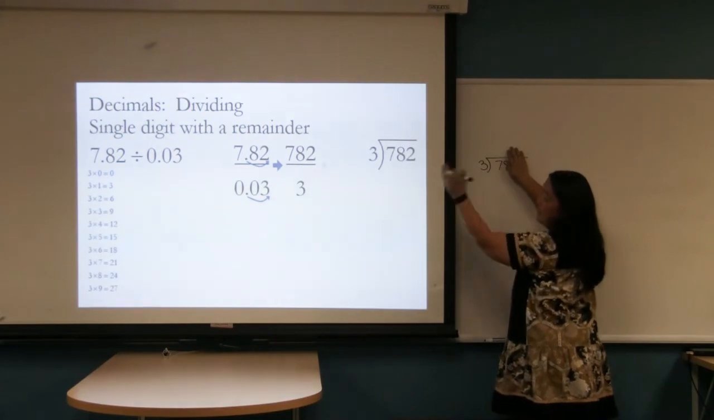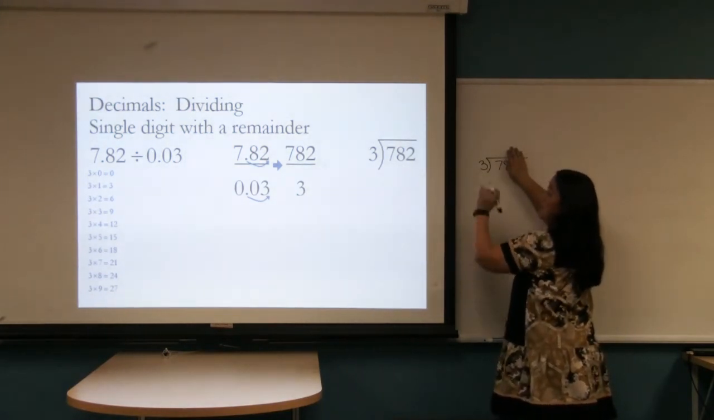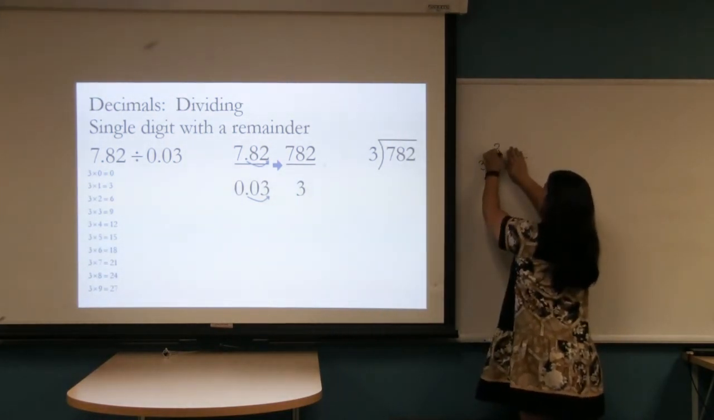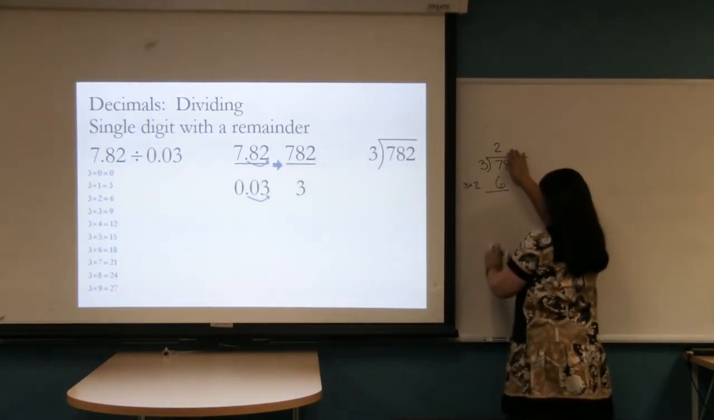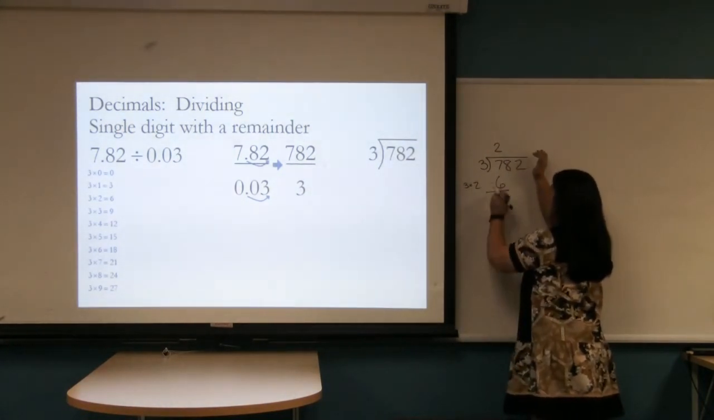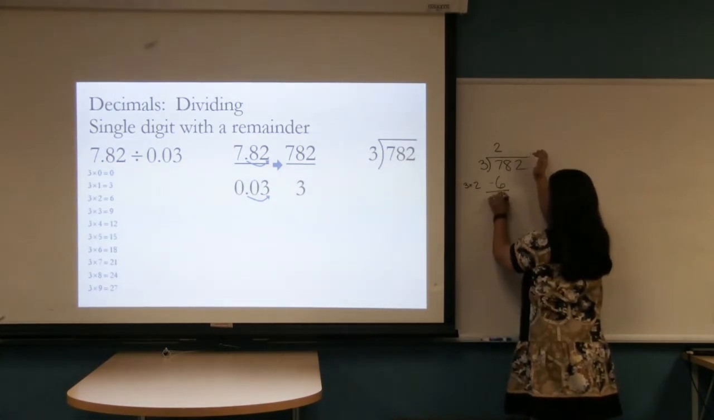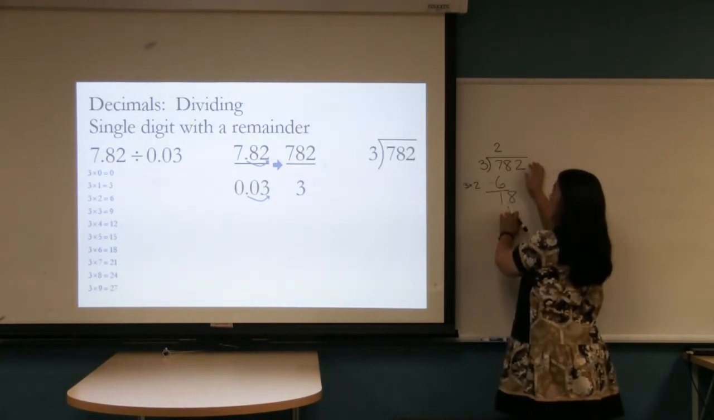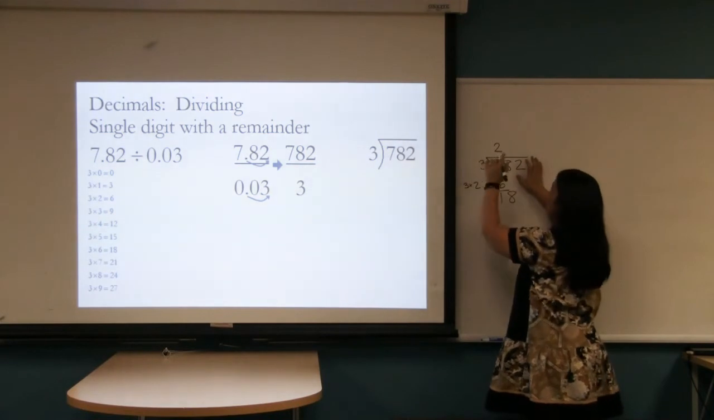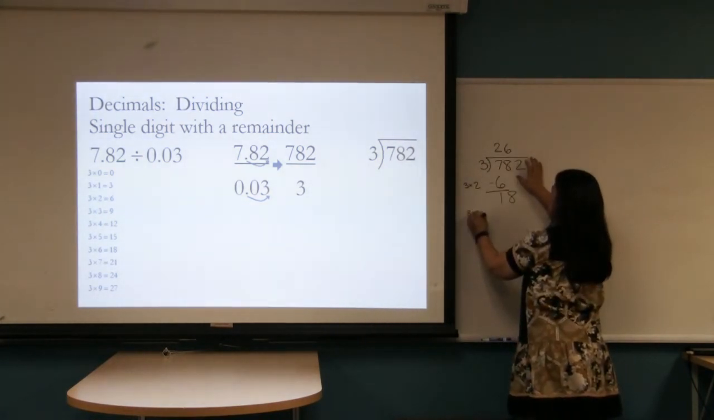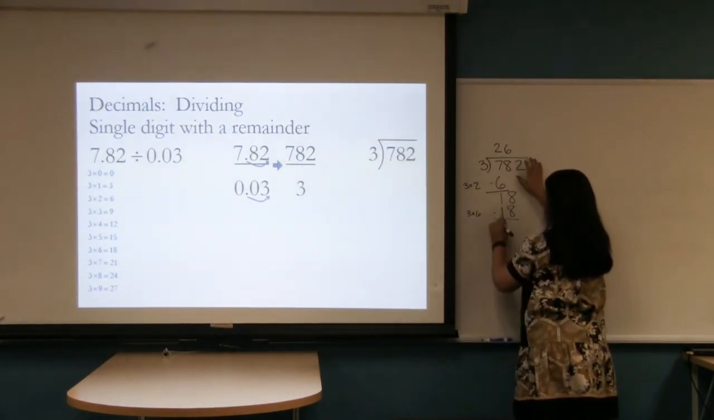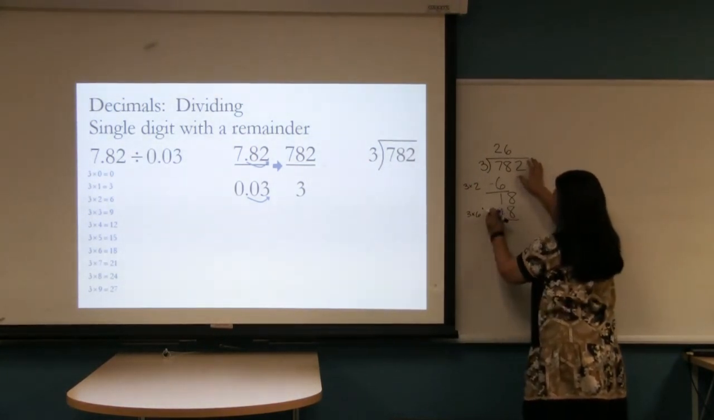3 goes into 7, as close as you can without going over. That's 3 times 2 is 6. Subtracting. Bring down the 8. 3 into 18. We have 3 times 6 is beautifully 18. Subtracting.